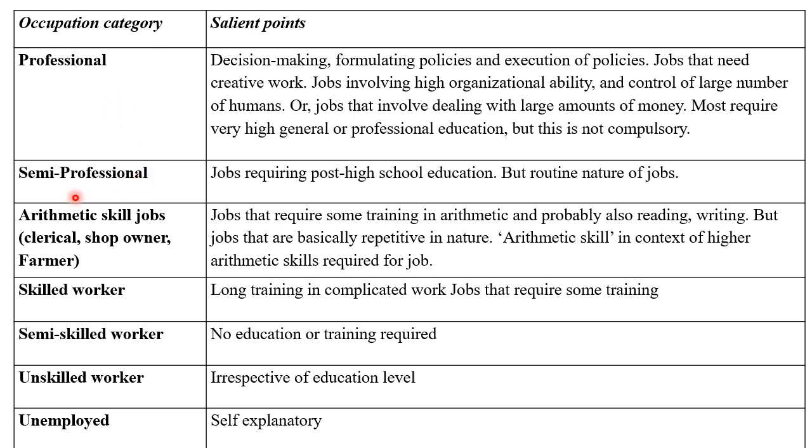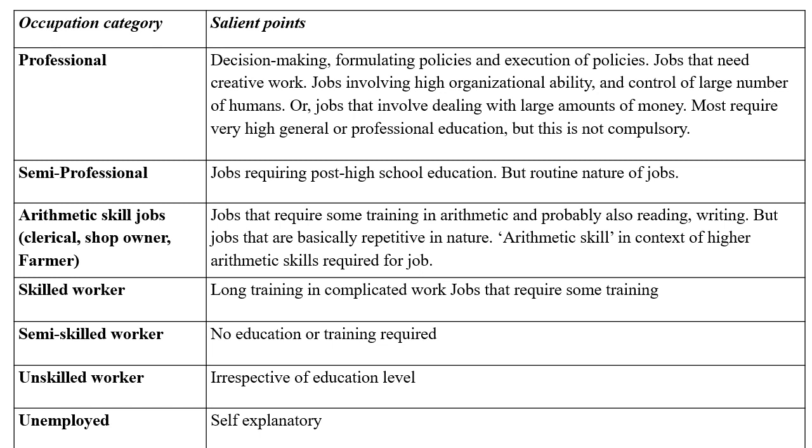Next is semi-professional, the jobs requiring post high school education but routine in nature. Then arithmetic skill jobs, the category which was initially termed as clerical, shop owner, and farmer. So jobs that require some training in arithmetic and probably also reading, writing, but jobs that are basically repetitive in nature. The arithmetic skill in the context of higher arithmetic skills required for the job.